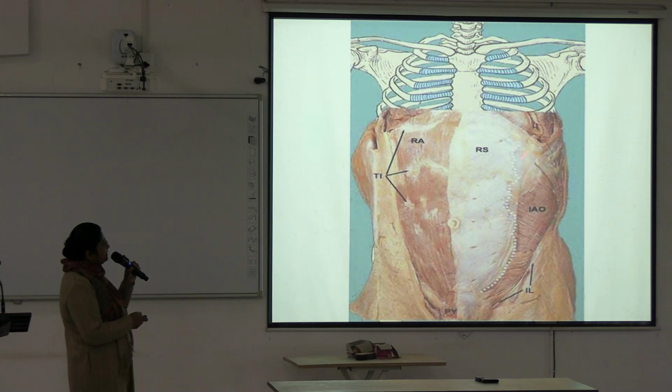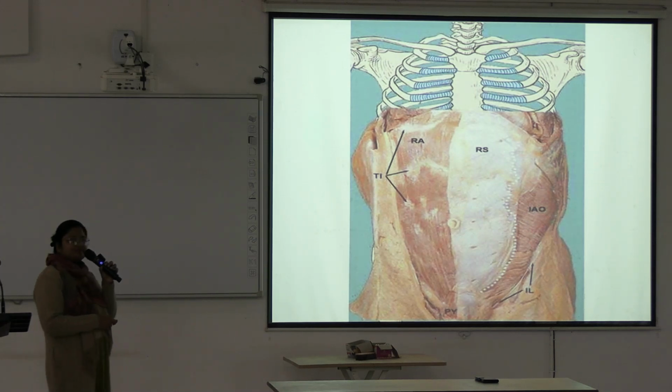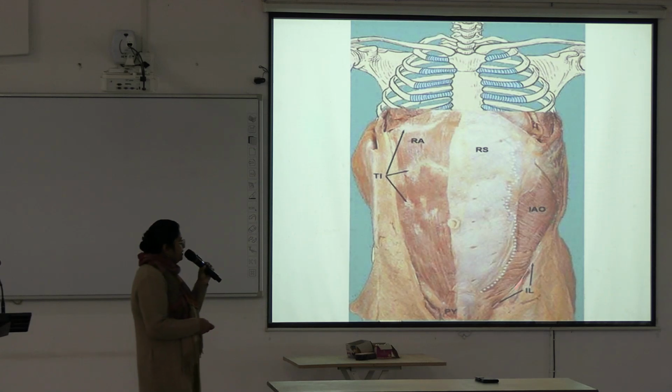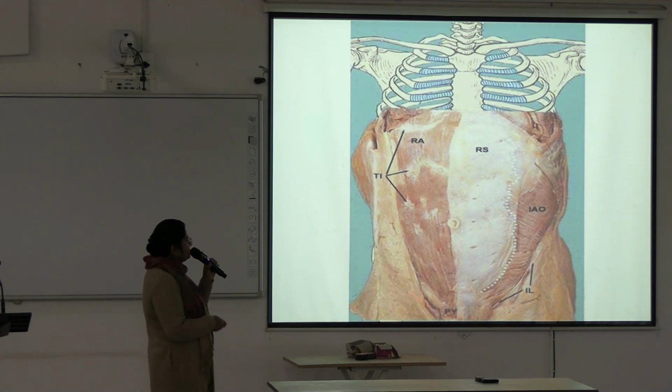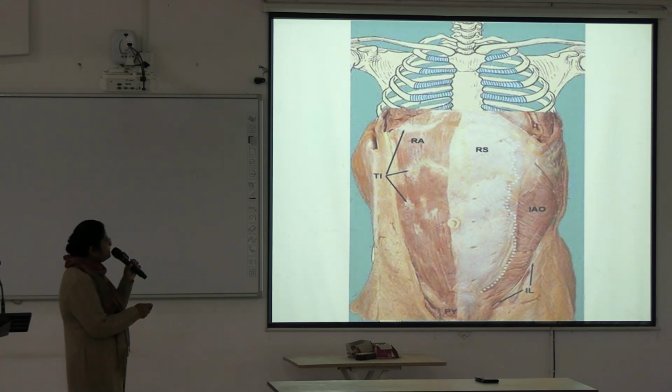And laterally here you can see the internal oblique muscle. Here is the inguinal ligament, which is forming the lowermost boundary. Next, here you can see above the costal margin, this is the costal margin. Here the external oblique is lying directly over the costal cartilages.